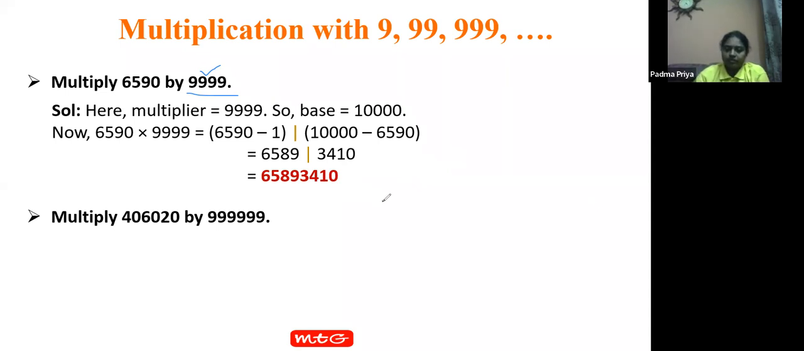Ma'am, now you're teaching us with only the 9, right? No, I'm teaching with only 9. Like, ma'am, the multiplier should be 9. No, it should not be just 9. It should be 9, 99, 999, or anything. It should be all 9 forms.